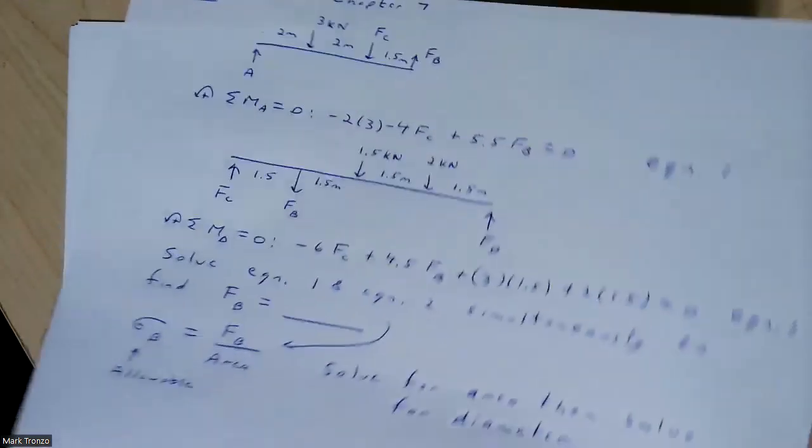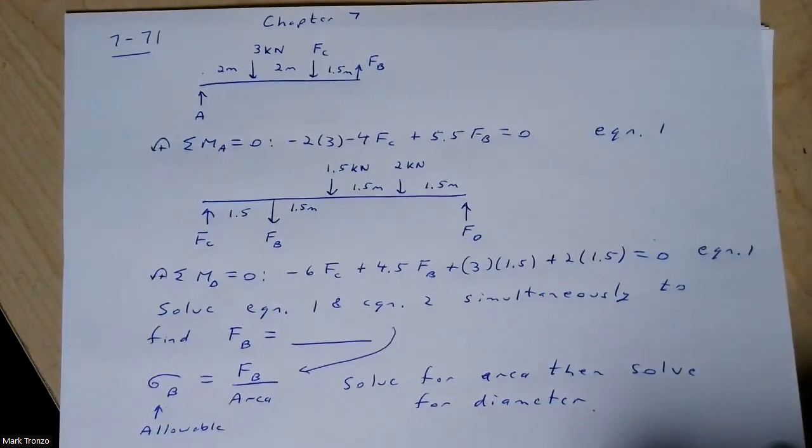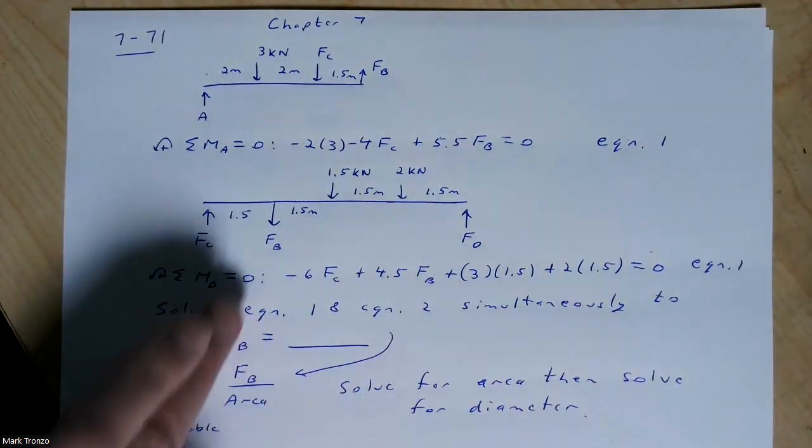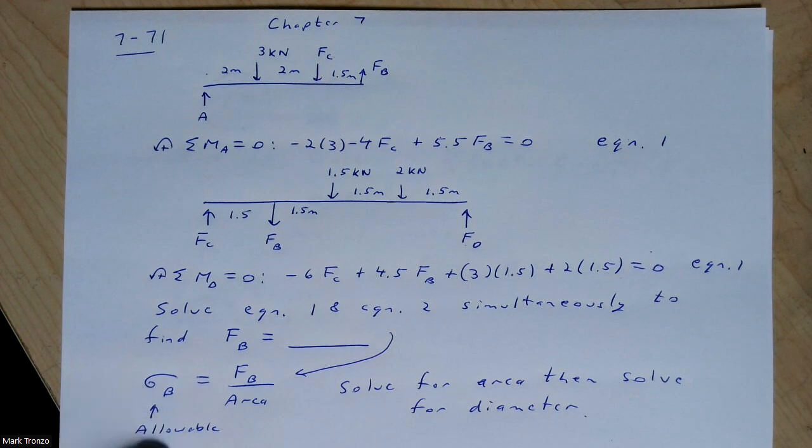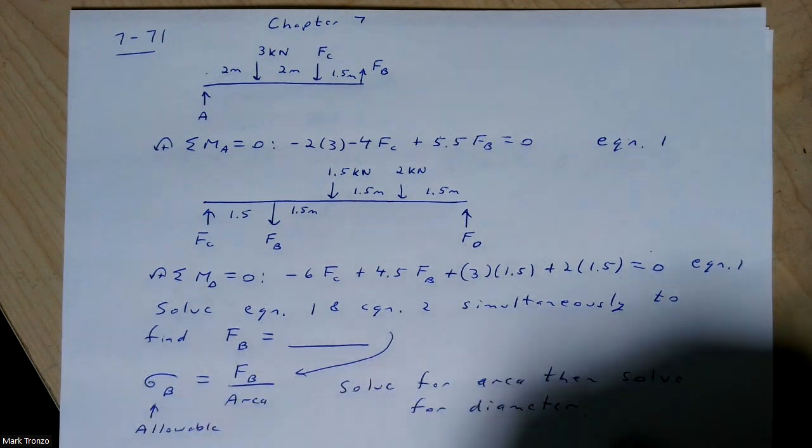So again, just to review, we've had 2 simultaneous equations up here. We use those to find our FB. Then you can find the required area by putting the allowable stress of the bolt into this equation and solve for the area. Or like I said, you could put pi over 4 diameter squared here and then just solve for D directly. That's up to you.